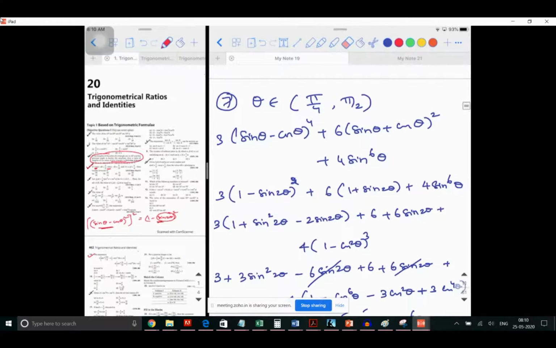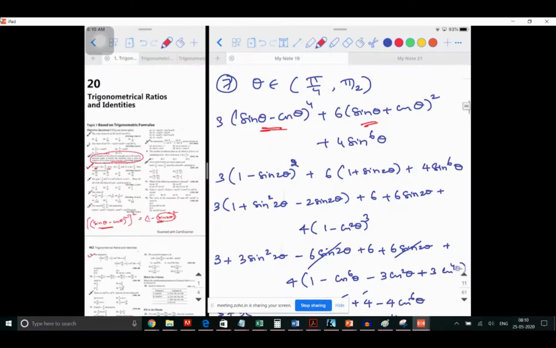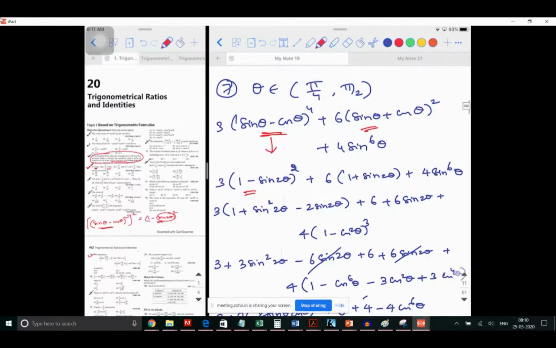There is no other alternate for this. So you're going to have 3 sine theta. So this is going to be the case, right? I've applied the same logic. Sine theta minus cos theta the whole square is 1 minus sine 2 theta. Again, one square is left out, plus 6 into 1 plus sine 2 theta. I told you why it is so. Plus 4 into sine power 6 theta.